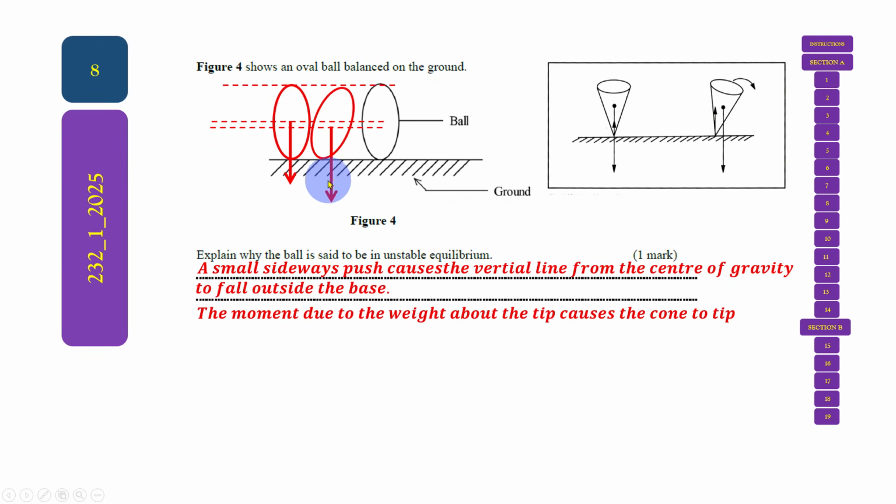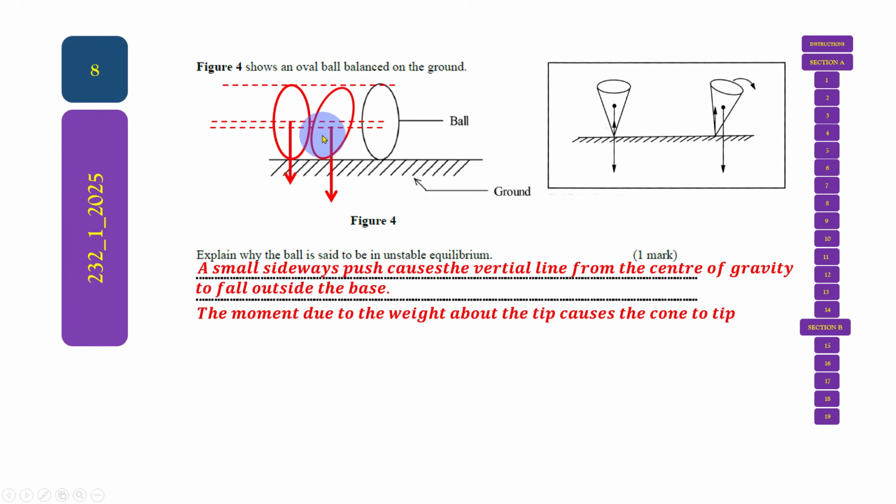This is the second diagram here. So like I told you, in the first diagram, the vertical line from the center of gravity acts through the base support. In the second diagram, that vertical line falls outside the base support, just like in this cone. And therefore, when this ball is released, it will fall clockwise, because there will be a net or resultant clockwise moment about this point, making the ball fall away from that point.